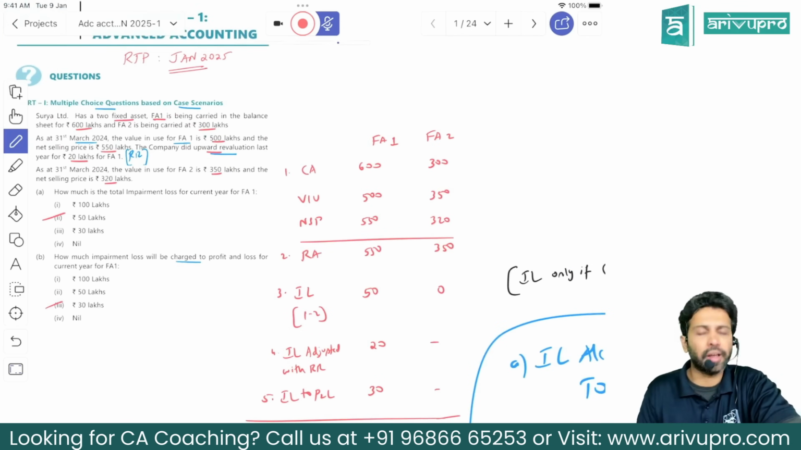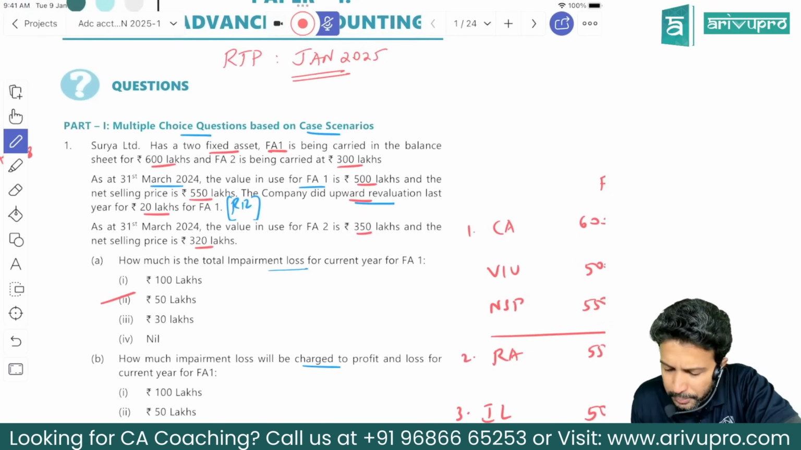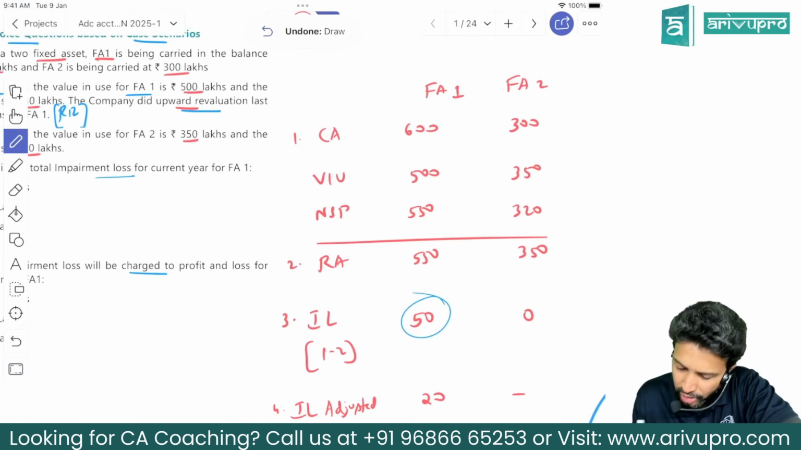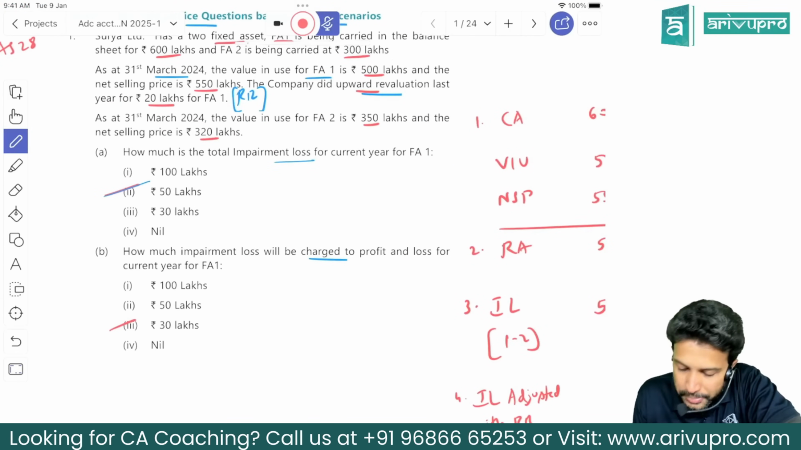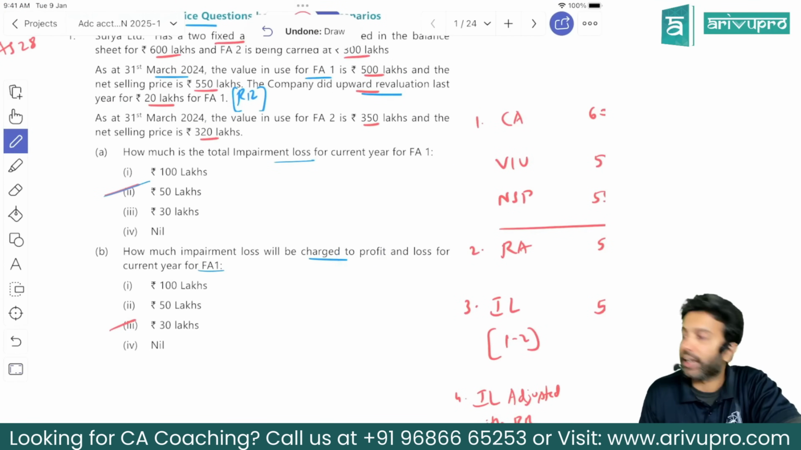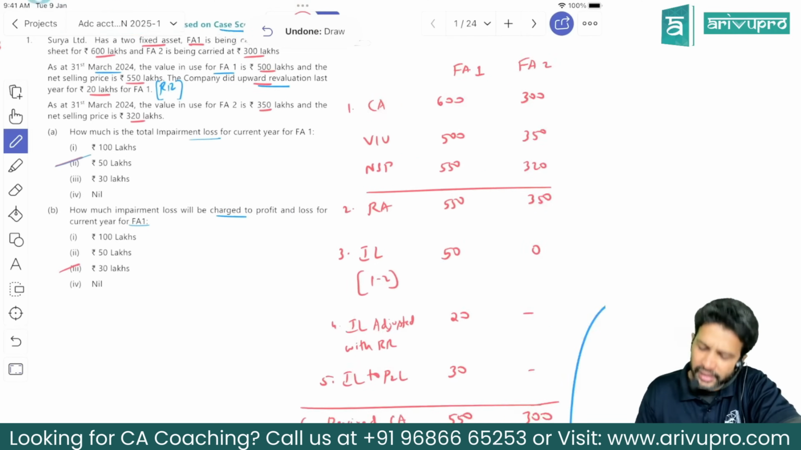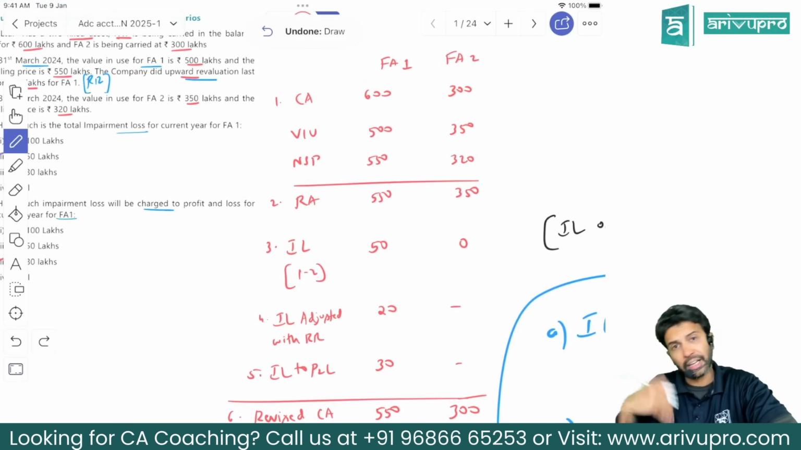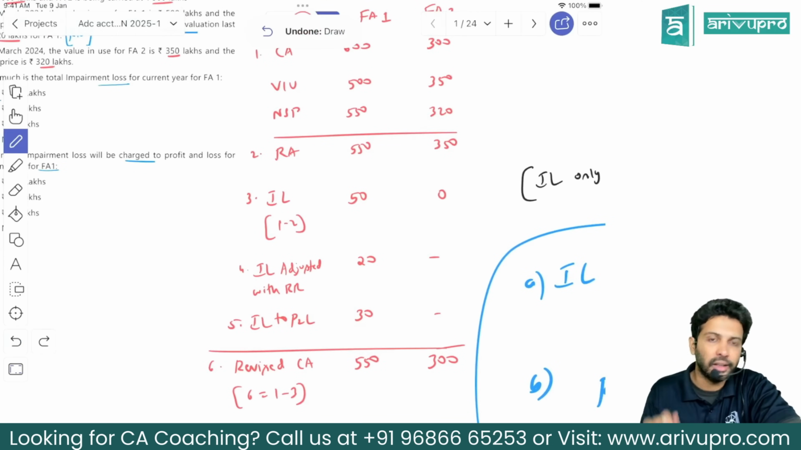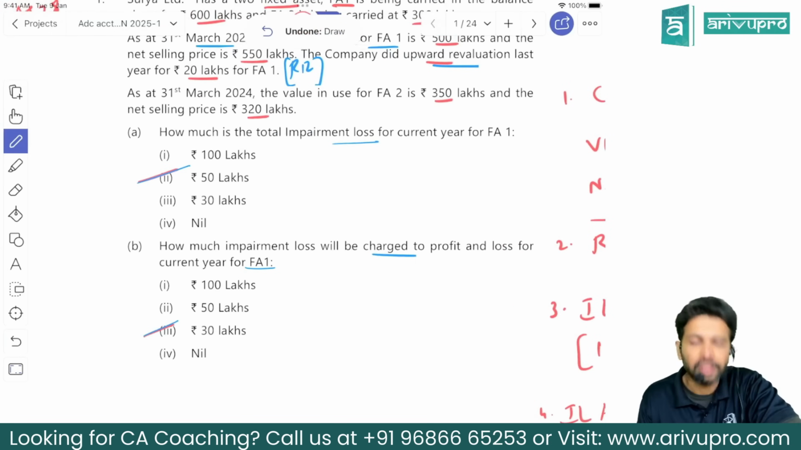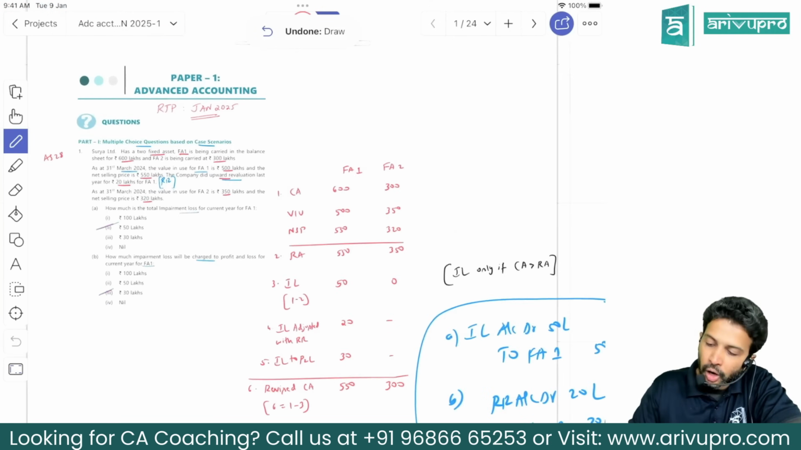Now let's go for the requirement. What did they ask? What is the total impairment loss for FA1? 50. Which option has that? D. How much impairment loss will be charged to the P&L account relating to FA1? Was FA1 impaired? Yes, by 50, but did the entire 50 go to the P&L account? No. Only 30. Which option has 30 lakhs? C. The third option is the right one. Correct? Alright, moving along.